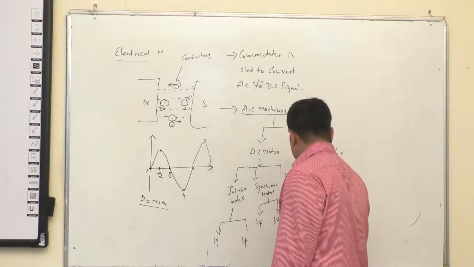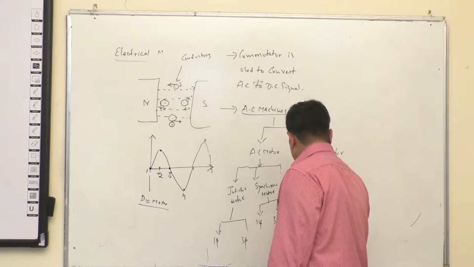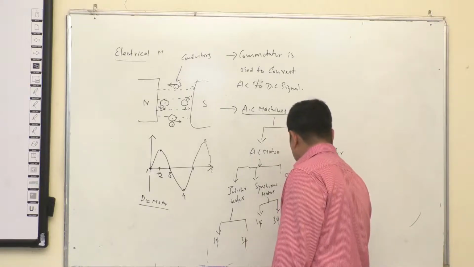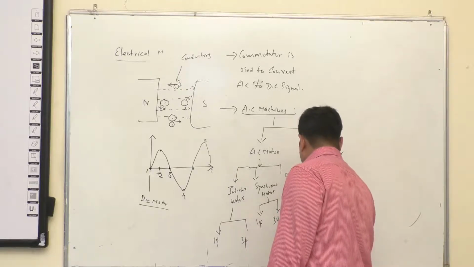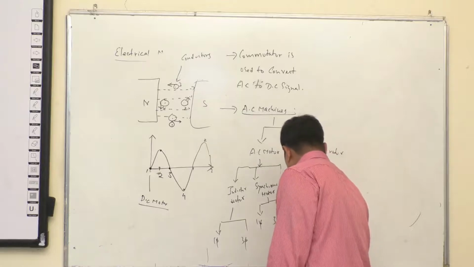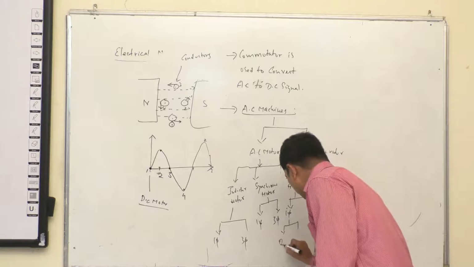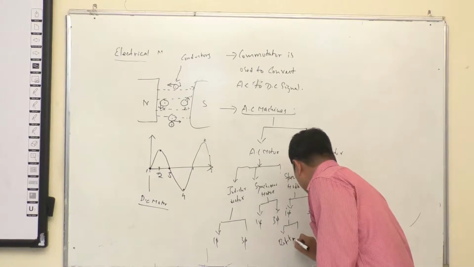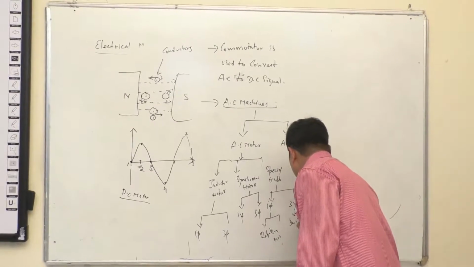In special machines, we add the switched reluctance motor. The switched reluctance again has single phase and 3 phase. In single phase, we use it in watches and some versions like that. In three phase, we have the electronic motor.